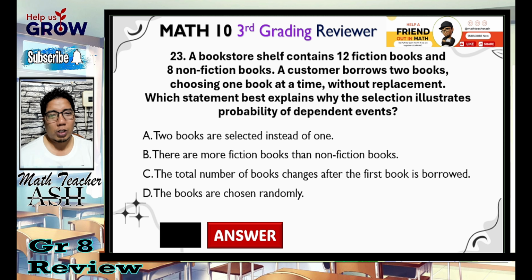Is it A, 2 books are selected instead of 1? B, there are more fiction books than non-fiction books? Or C, the total number of books changes after the first book is borrowed? Or D, the books are chosen randomly? I'll give you 5 seconds to think about your answer.